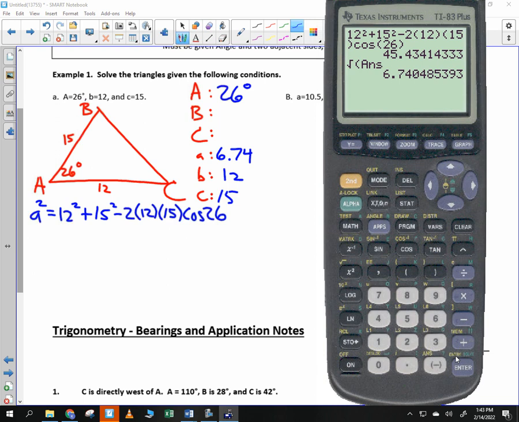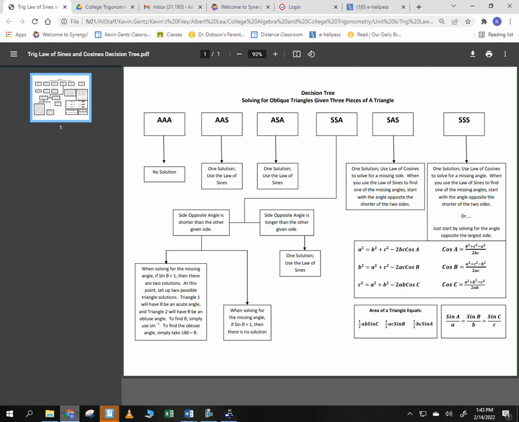Okay, pause. My good friend Easton just said, let's do the easy part. And he's right, but you do have to be a little bit careful, folks. And I got to explain to you why. Look at your decision tree and see what it says. It says one solution using the law of cosines to find the missing side. But when you use the law of sines to start finding one of the missing angles, because that's what we're going to do now, right?